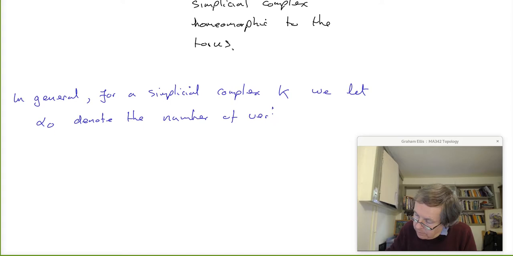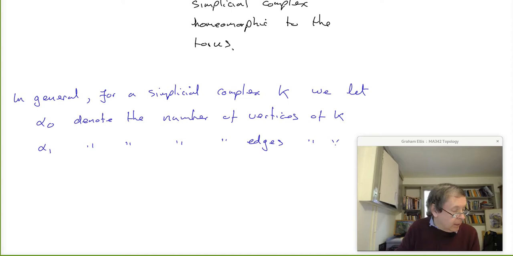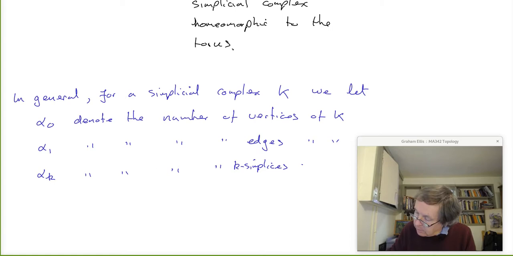We let alpha 1, or I'm going to use this notation, denote the number of one simplices or edges of the simplicial complex. And I'm going to let, in general, alpha 2 denote the number of two simplices, and in general, alpha k will denote the number of k simplices of the simplicial complex.